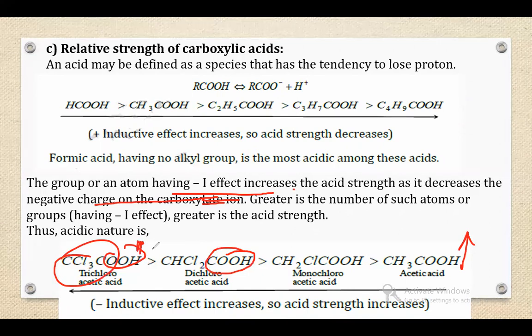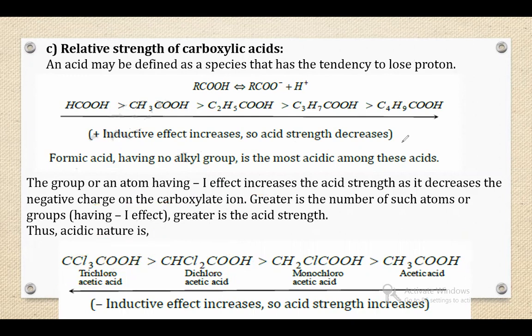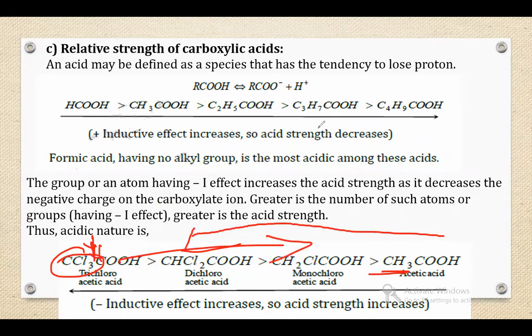If it decreases, acid strength increases. So are you getting it? The charge on the carboxylate ion decreases, the acid strength increases. So trichloroacetic acid is a stronger acid than acetic acid. Why? Because the CH3 group is an electron donating group, and the Cl group is an electron withdrawing group. With three Cl groups, the negative inductive effect increases from left to right, and from right to left it decreases.